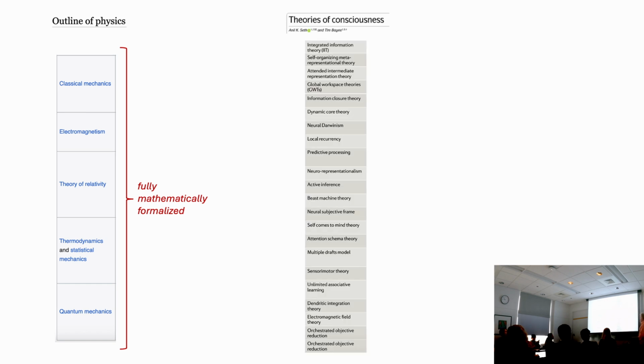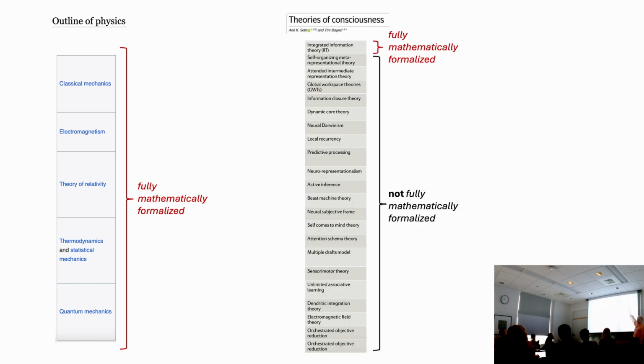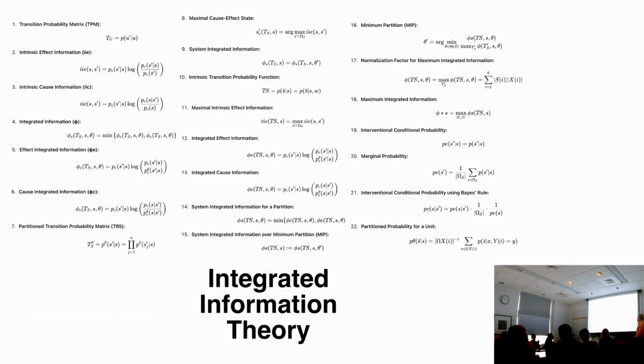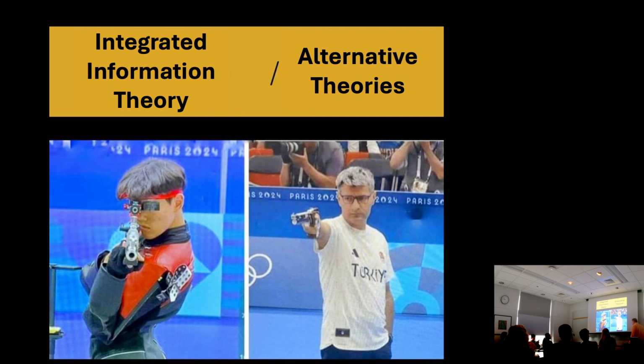But the neuroscience of consciousness is difficult because, yes, we have a lot of models, but only one of them is fully mathematically formalized. Because of that, not because of favoritism, for the rest of this talk, I will talk about this theory. Now, I want to show you the math of this theory. It's right here. It's about 22 equations. And usually when people see this mathematics, they find that maybe this is a little much.